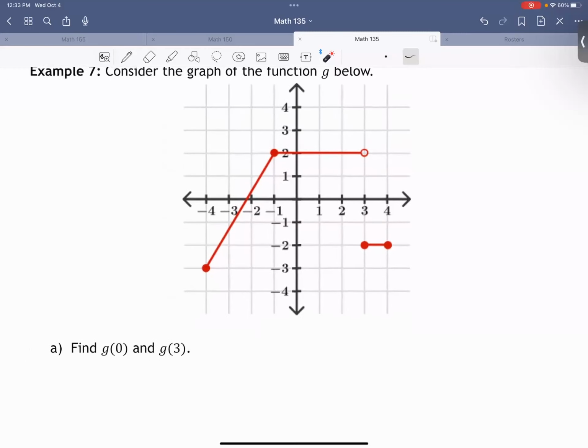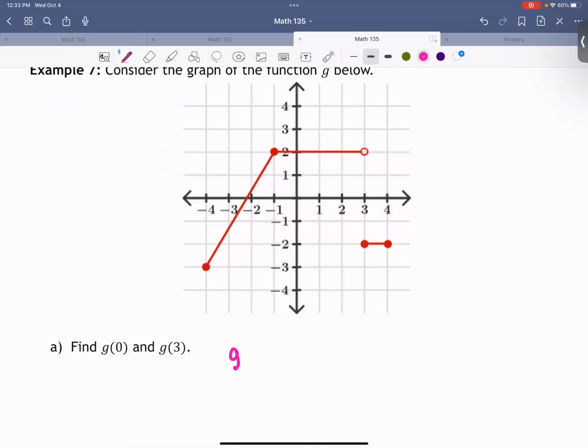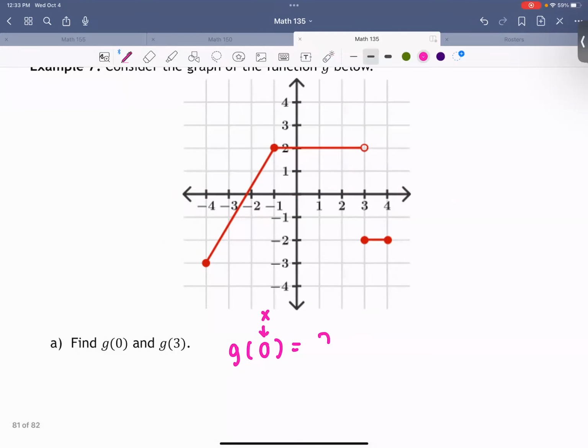All right, let's find g of 0. G of 0, okay? What this means is we want to know what the y value is when x is 0. Remember, anything in the parentheses is x, right? So let's just take a look at our graph. The x-axis is the horizontal axis, and when x is 0, it's over here. What is the y value when x is 0? 2, right? Because if I just look up, there's a point right here at x equals 0. G of 0 is 2.